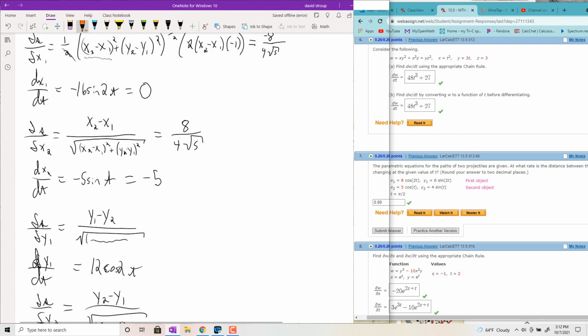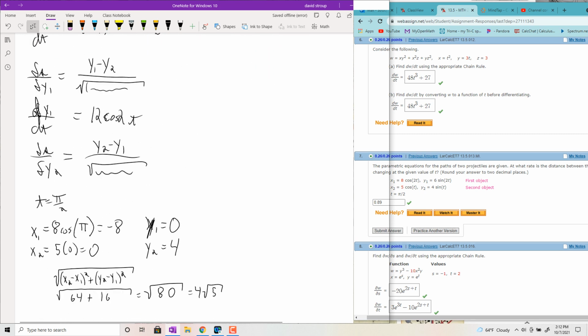The next guy, y1 and y2, y1 is 0, minus y2 is 4, so it would be negative 4 all over 4 root 5. And then this other guy, plugging in pi over 2, that would be negative 1, so negative 12. And the last guy, I believe, is going to just end up being 0, right? I don't even need really, I don't think I figured out the derivative of y2 with respect to t. But that's just going to be 4 cosine t. And of course, if you plug in pi over 2, that's 4. So that will be 4.